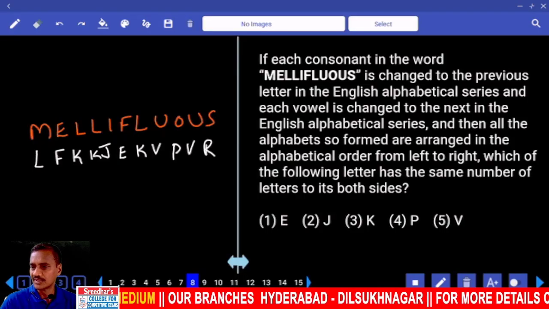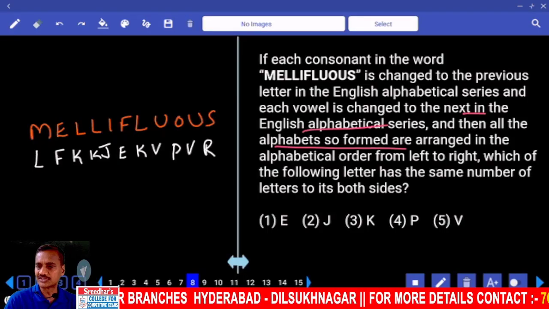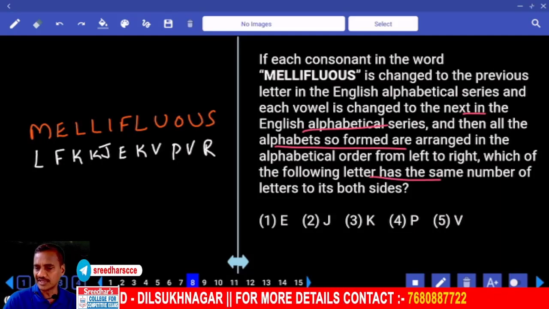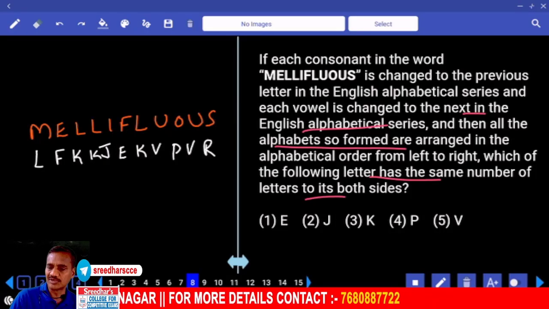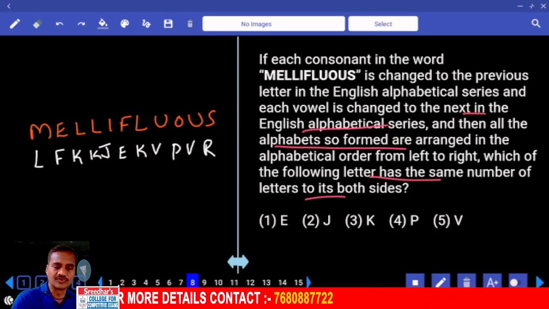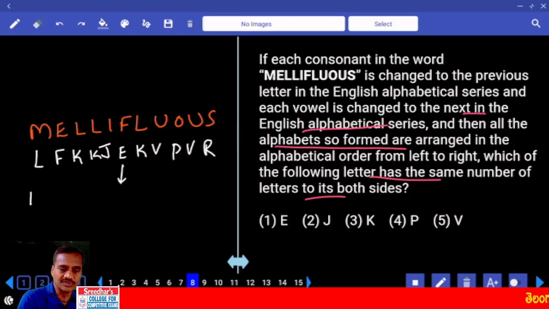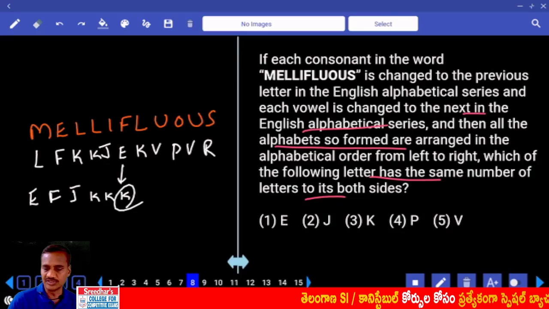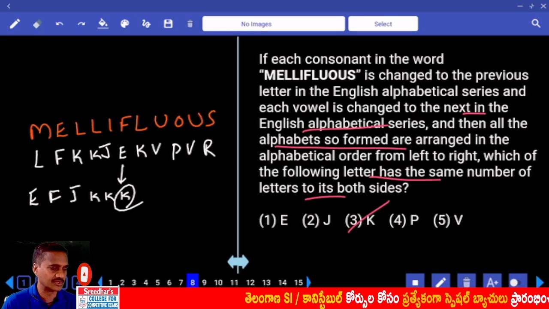Then all the letters are arranged in alphabetical order from left to right. Which of the following letters has the same number of letters on both sides? There are 11 letters, so we need to find the sixth element, which is exactly at the center. What are the letters we have? E, and after this E we have F. Next to F there is J, then next to J there are 3 K's. So what is your answer? K, that is choice 3, question number 8.